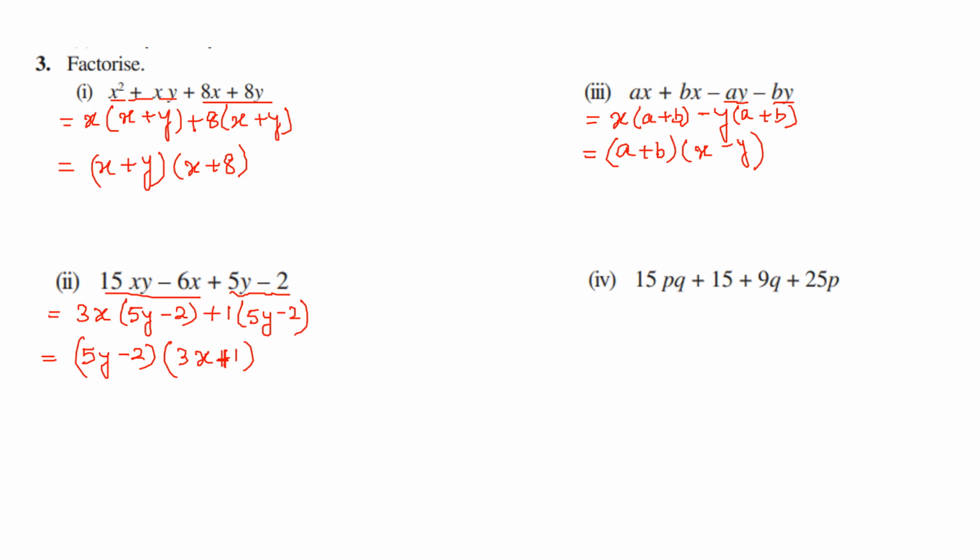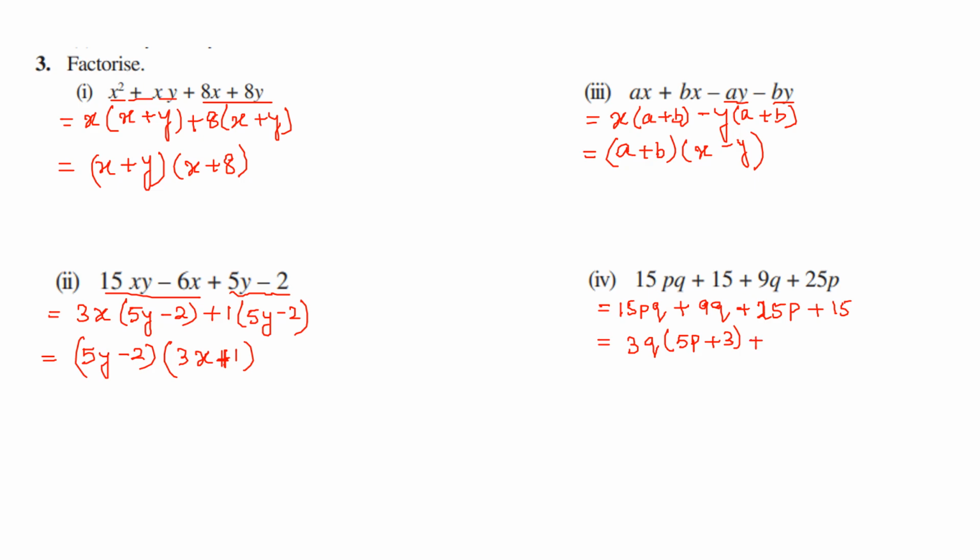So what I can do, I am going to write it as 15pq plus 9q, plus 25p plus 15. Here q is common, and the HCF of 15 and 9 is 3. So from the first 2 terms I can take 3q common, because the HCF of 15 and 9 is 3, and q is present in both the terms. If I take 3q common, I will be left with 5p plus 3, since 3q into 3 is 9q.